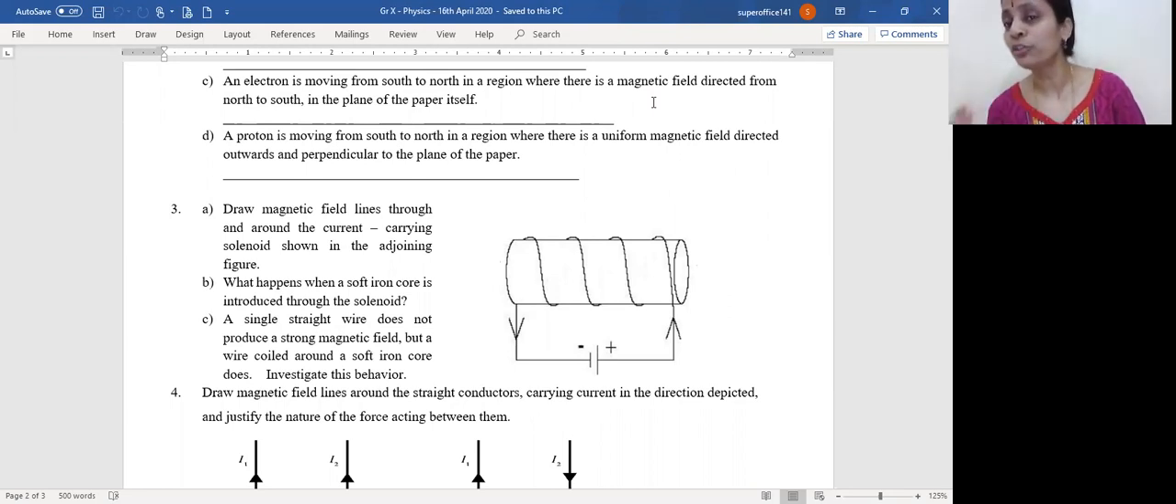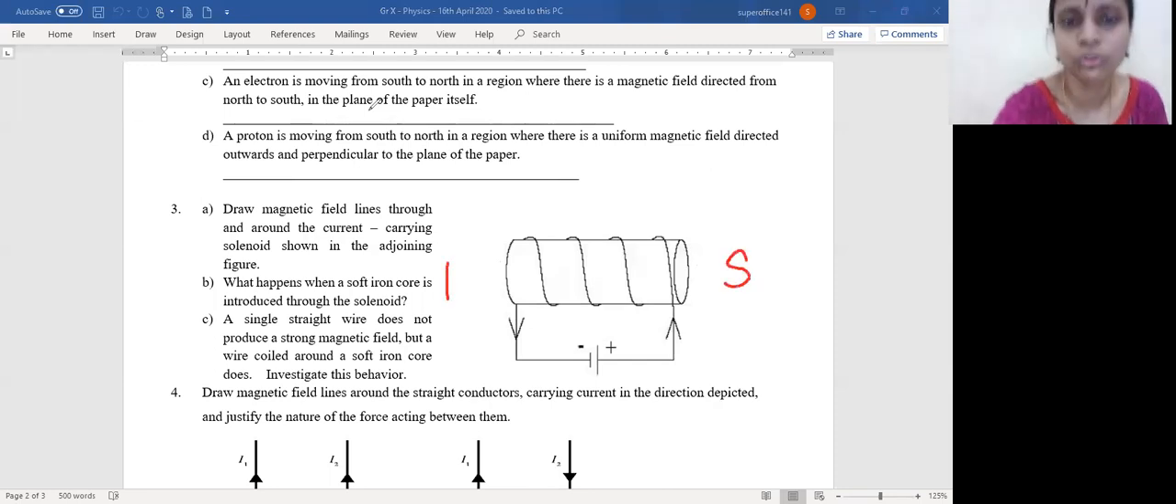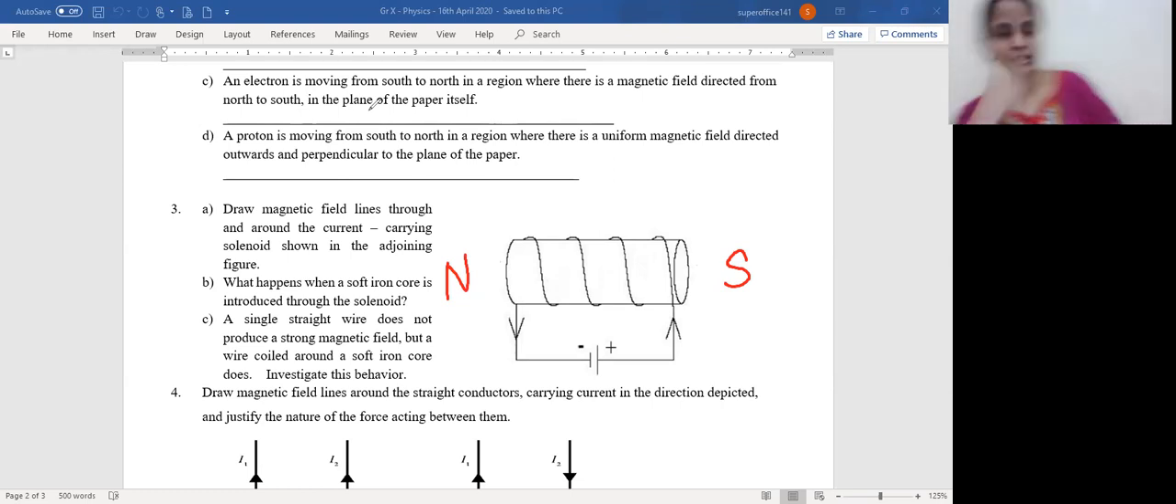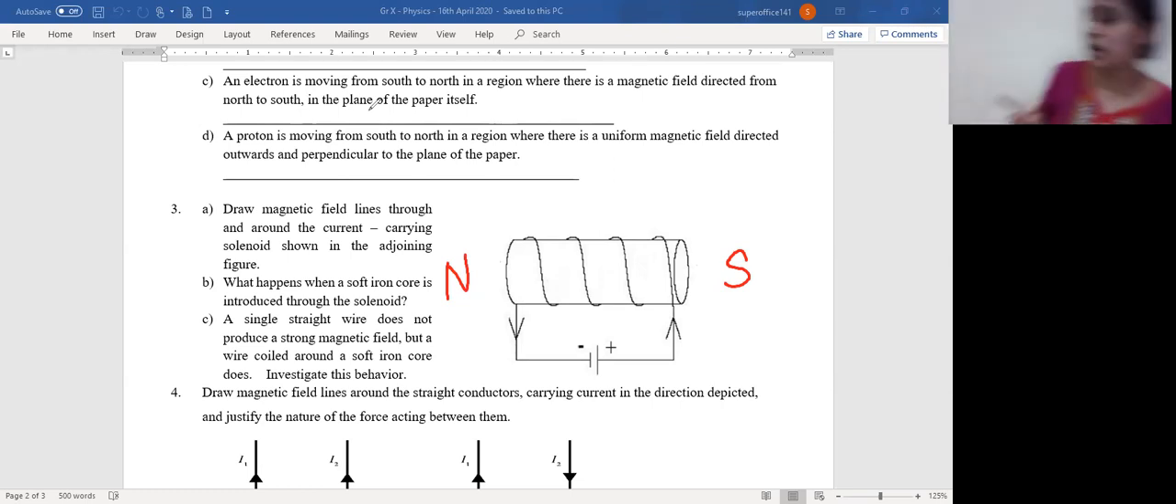We are going to use clock rule. So we know that if the current is going clockwise, it is south pole. Anti-clockwise, it is north pole. So if I'm going to apply that, obviously this comes out to be south and this comes out to be north. Is that clear? Because here, if you look at it, it is clockwise, and here you see it is coming in the anti-clockwise direction. So south and north.